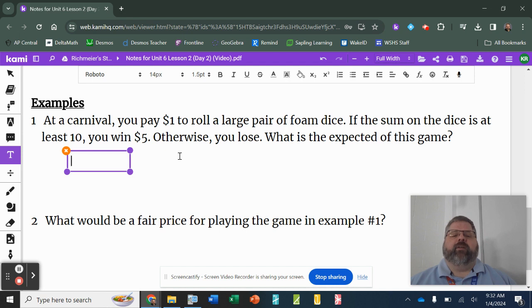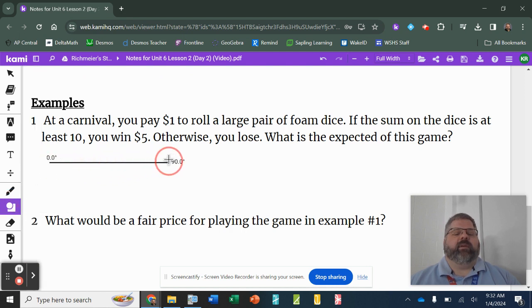At a carnival, you paid $1 to roll a large pair of foam dice. If the sum on the dice is at least 10, you win $5. Otherwise, you lose. What is the expectation of this game, or expected value of this game? So we're going to do the expected value here. And so I'm going to draw a table just like I did above.